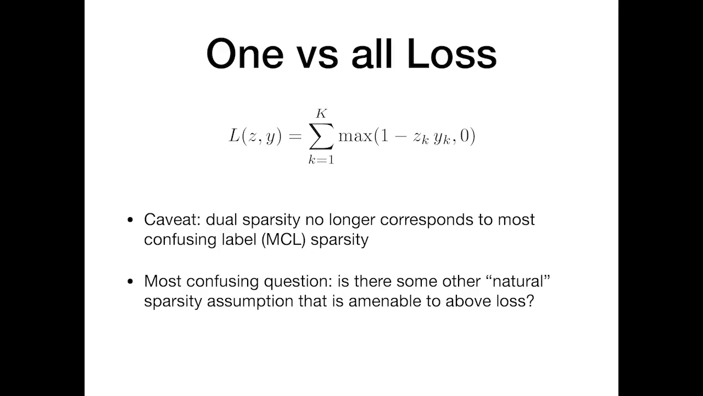Okay, so again, just a piece of notation so that you're clear what I mean by the one versus all loss. This is L of a function of score vector Z and label vector Y. It just decomposes over the classes K, and then it's just a hinge loss for your score for class K and the label for class K. So it's very simple, decomposable over the classes. And like I said, assuming MCL sparsity does not entail anything about primal or dual sparsity.